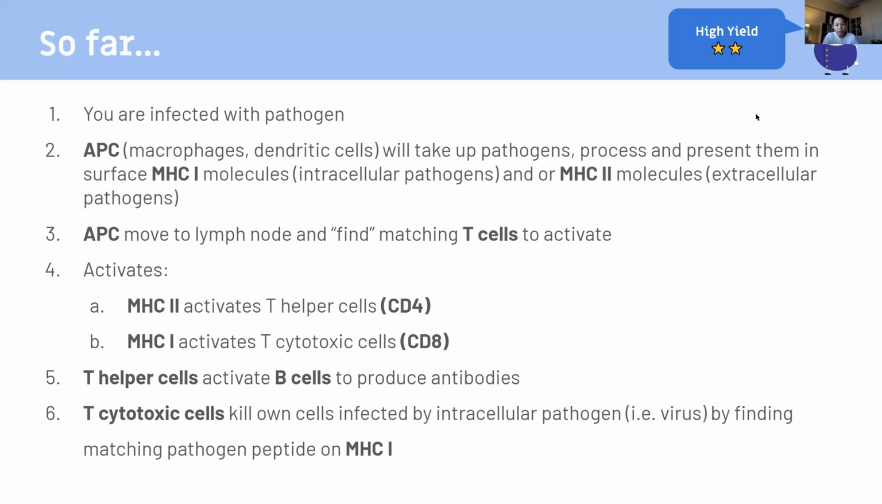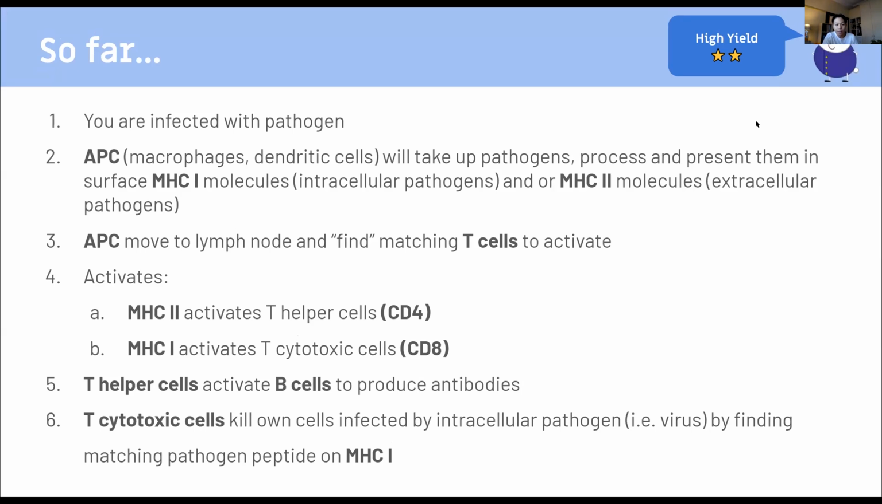So what our T helper cells do when they're activated is go on to activate B cells to produce antibodies against our extracellular pathogens. Our T cytotoxic cells go on to kill the body's own cells which have been infected by an intracellular pathogen, for example a virus, by finding a matching pathogen peptide on MHC class 1. The antibodies won't really work on intracellular pathogens because they won't be able to attach onto them if they're hiding inside the cell, covered by the plasma membrane. Next slide, please.